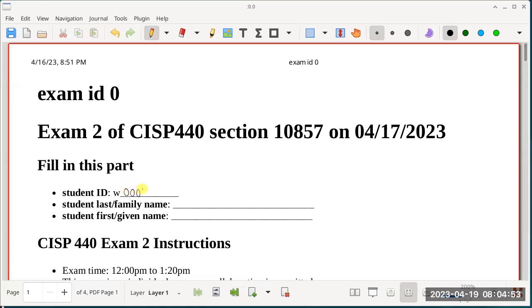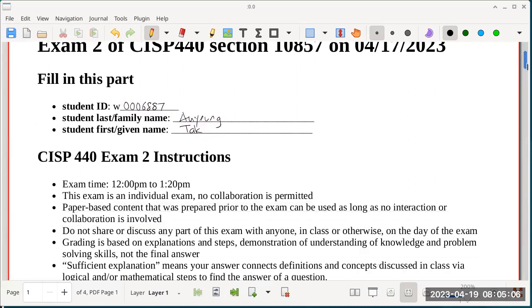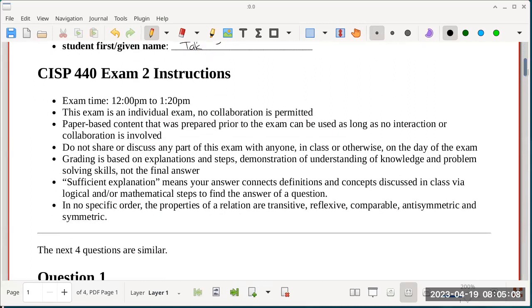So we'll start with getting the student ID, my last name, followed by my first name. And then we'll scroll down to read the instructions carefully. The exam time is from noon to 1:20 p.m.